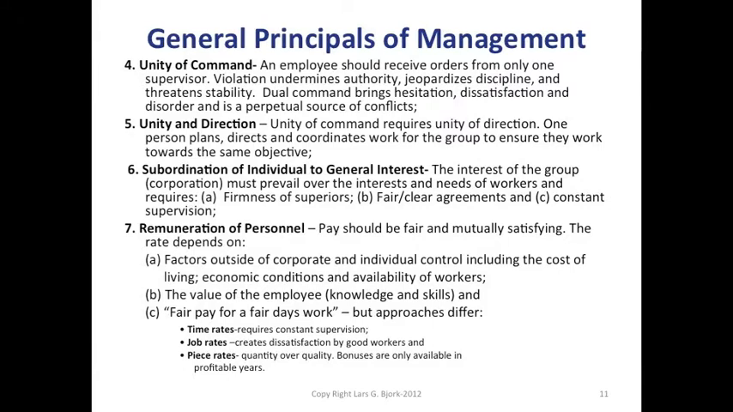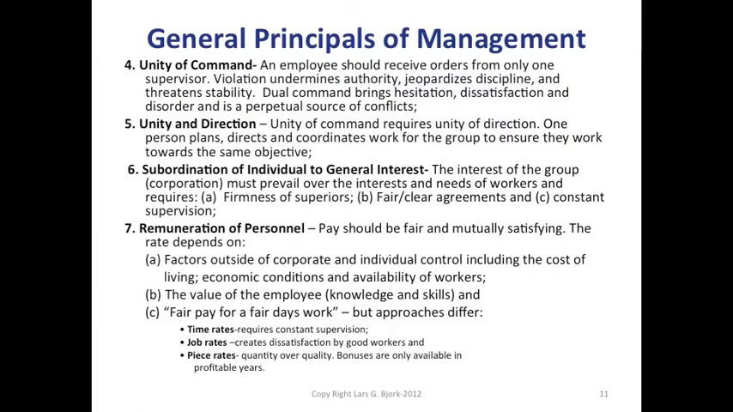Fourth, unity of command. He argues that an employee should receive orders from only one supervisor. He believes that violation of this principle undermines authority, jeopardizes discipline, and threatens stability. Dual command brings hesitation, dissatisfaction, and disorder, and is a perpetual source of conflict.